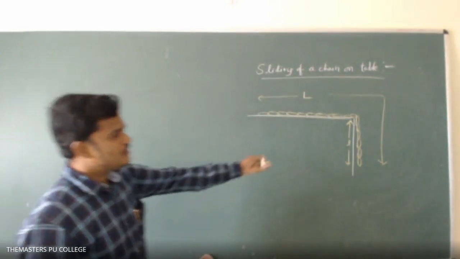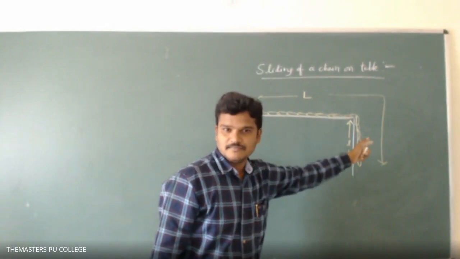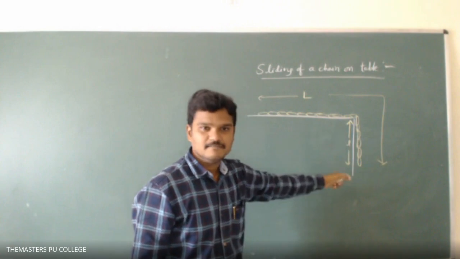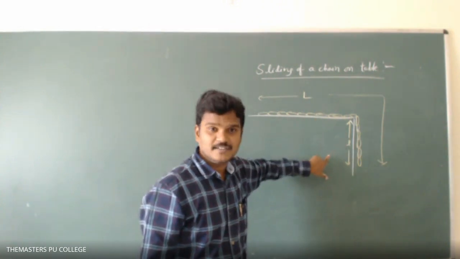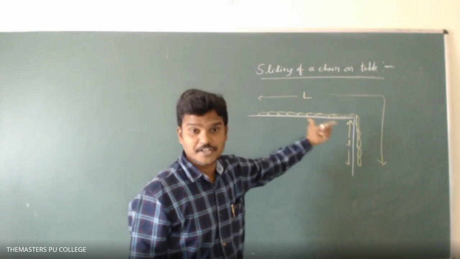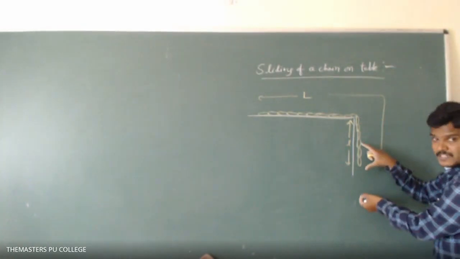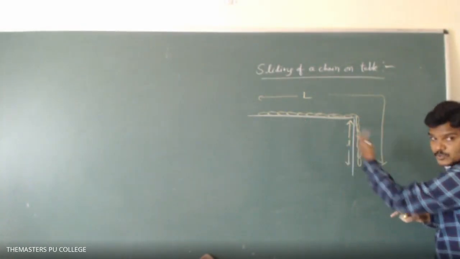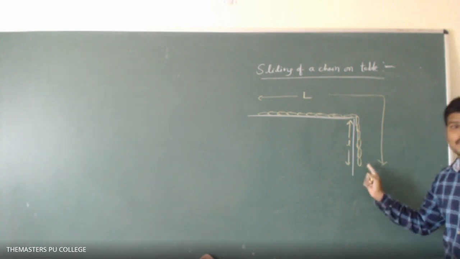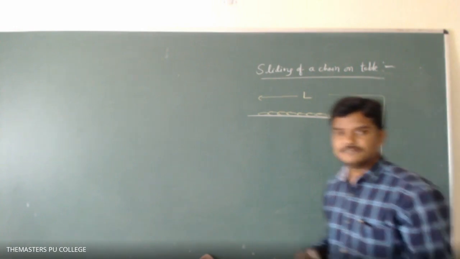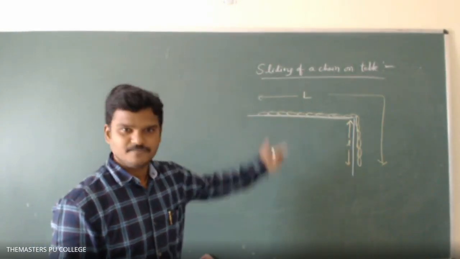For a particular length, this chain is ready to slide or not. If more part is hanging, the chain will slide. For a particular amount of this length, the chain on the table will be ready to slide. If small l increases beyond that, the body will slide. If it is more than half, the chain will move and fall like a freely falling body.